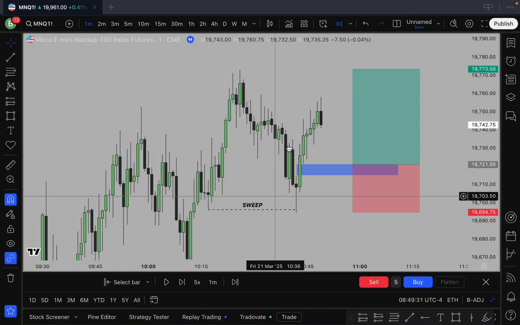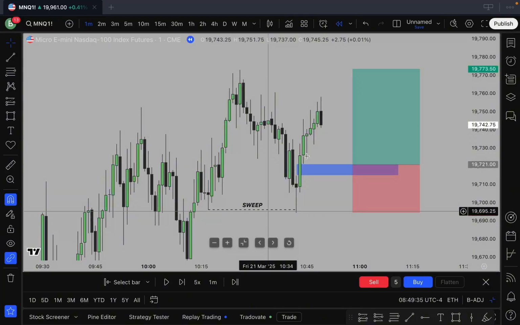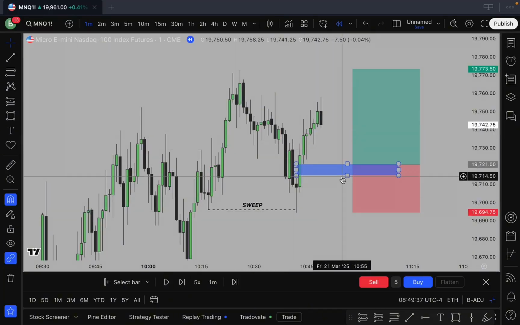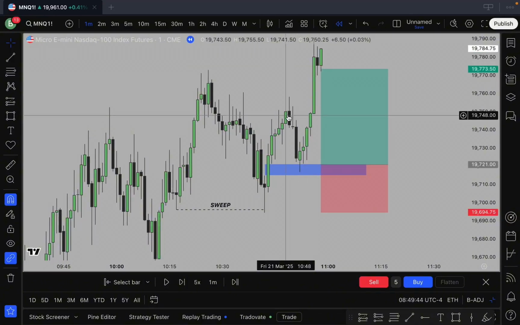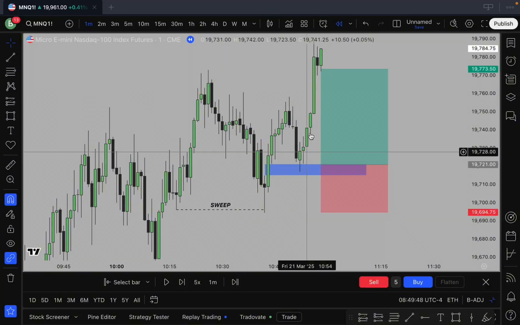But we've got the sweep, we've got the market structure shift, we've got a nice little displacement. Now all we'll need to wait for is that retracement into this fair value gap. So as you can see, price does retrace straight down into the fair value gap, and as soon as we retrace into the fair value gap, within literally 1, 2, 3, 4, 5 minutes, full TP is smashed yet again.